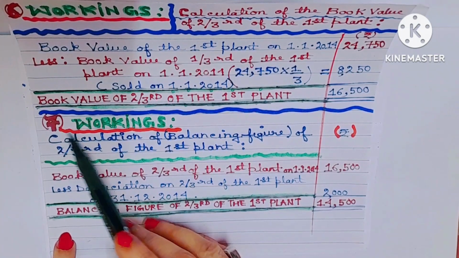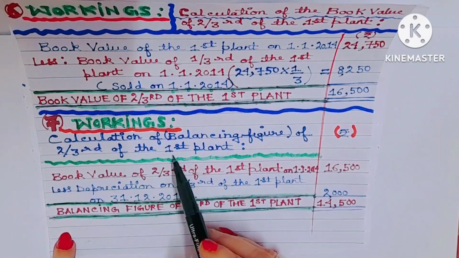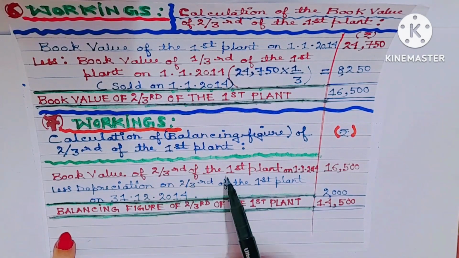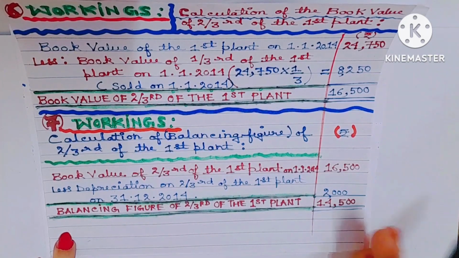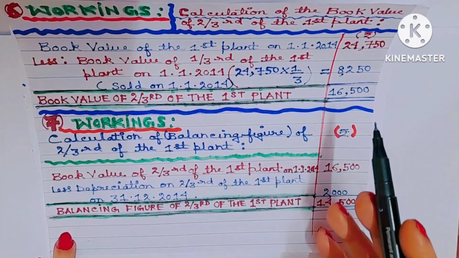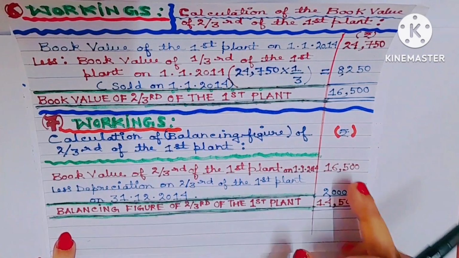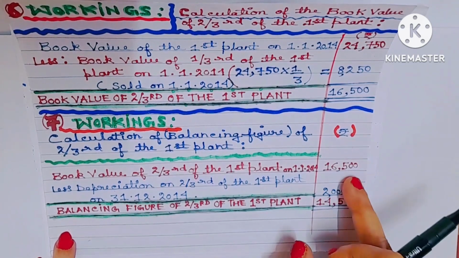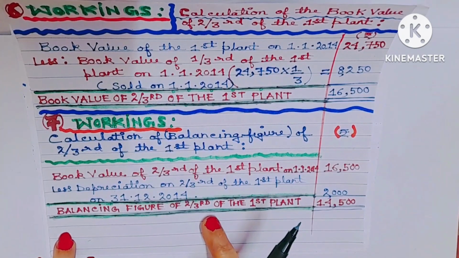Understood? Number 7. Calculation of balancing figure of 2/3 of the first plant. So book value of 2/3 of the first plant on 1st January 2014 is 16,500. We already know, we have calculated it. Less depreciation on 2/3 of the first plant on 31st December 2014. We know 2,000. So if you deduct 2,000 from 16,500, you'll get 14,500. This is the balancing figure of 2/3 of the first plant.